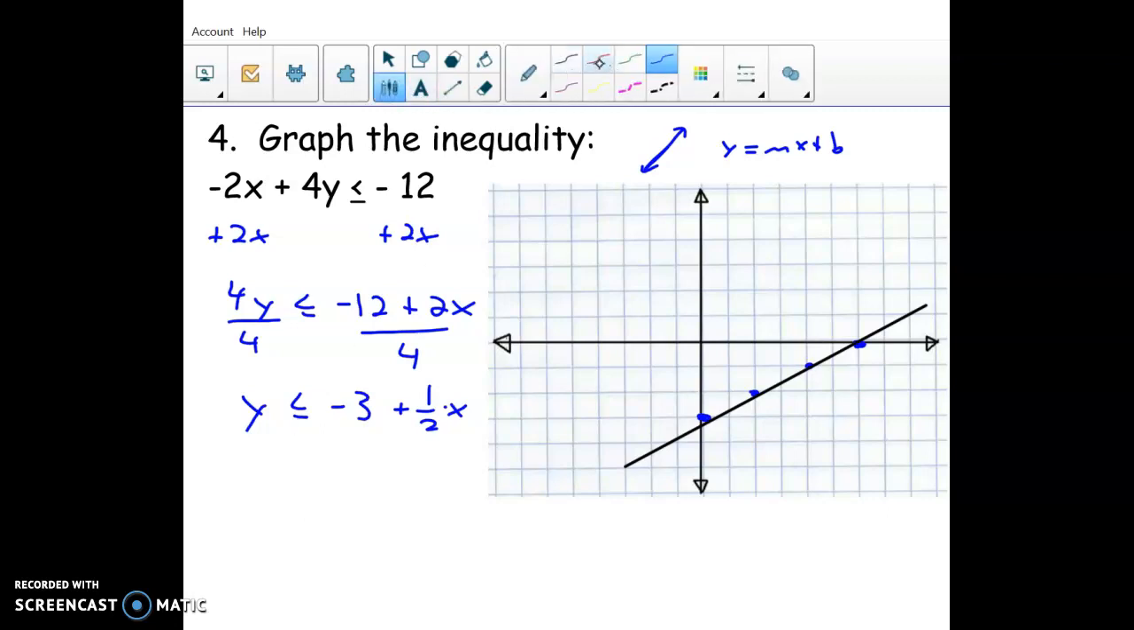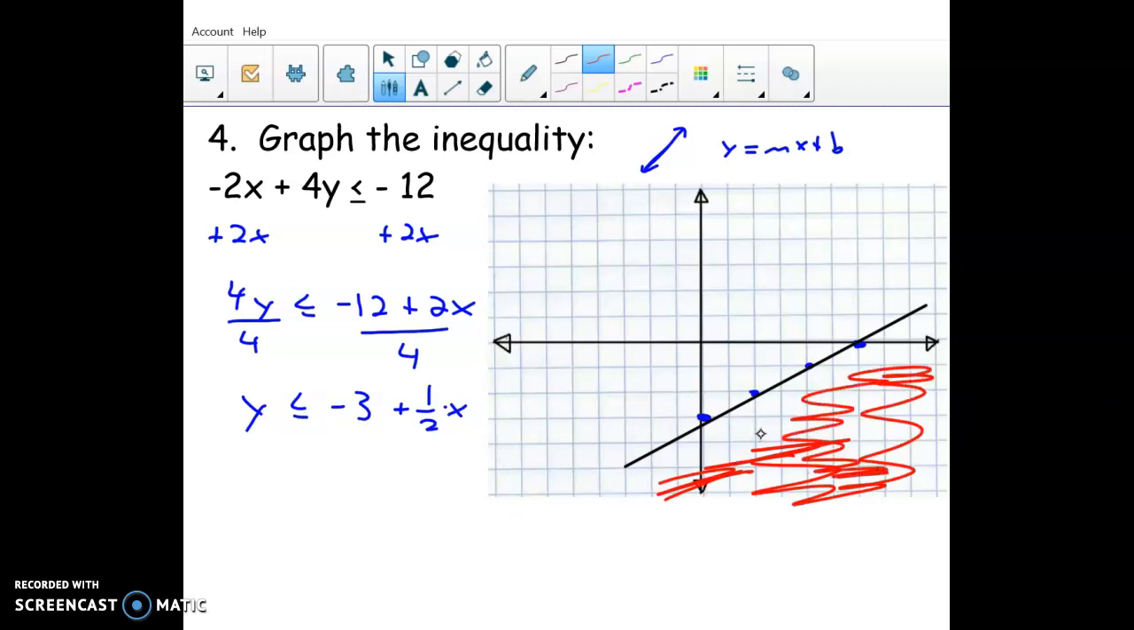And so for the shading part of it, the mouth is facing away from y, meaning y is little. So y is some little value, so we're going to shade down below the line. Okay, and all our answers are all these points on the line and below the line.